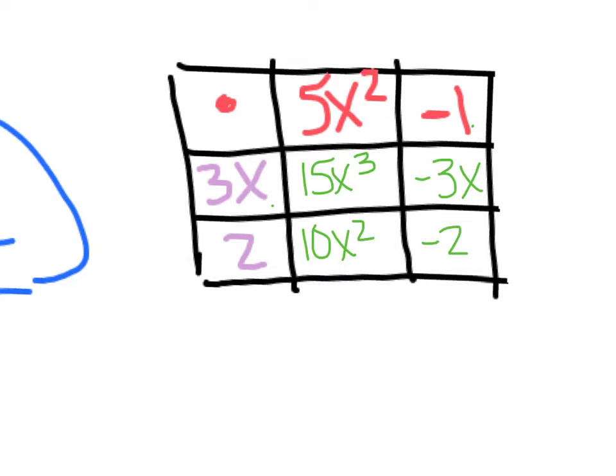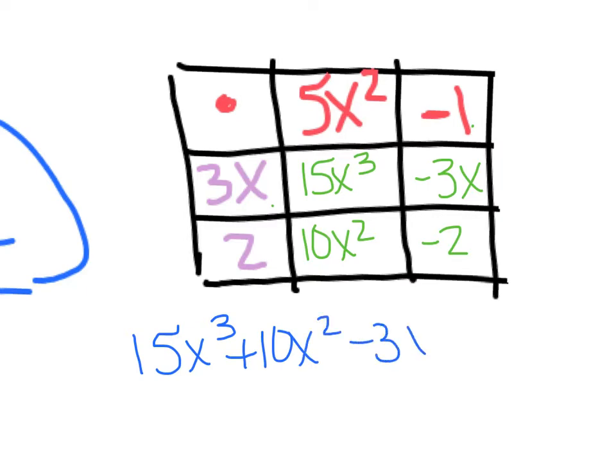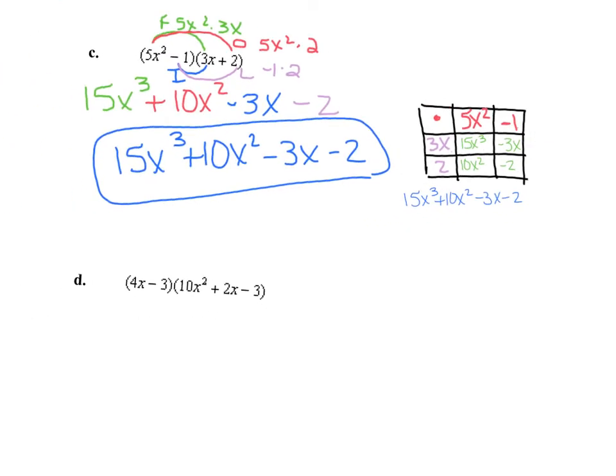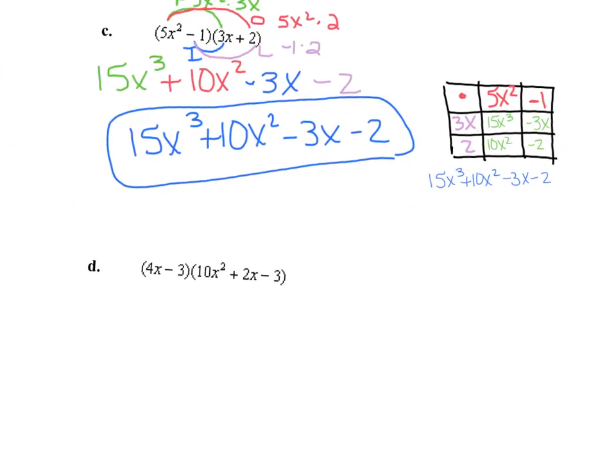And remember what I said, for the most part on the diagonal, you've got your like terms. But here we don't have anything like. We just have to make sure we write it in actual standard form. So that would be 15x cubed plus 10x squared minus 3x minus 2. And you can see we got the same thing that we got before, just using a different method.